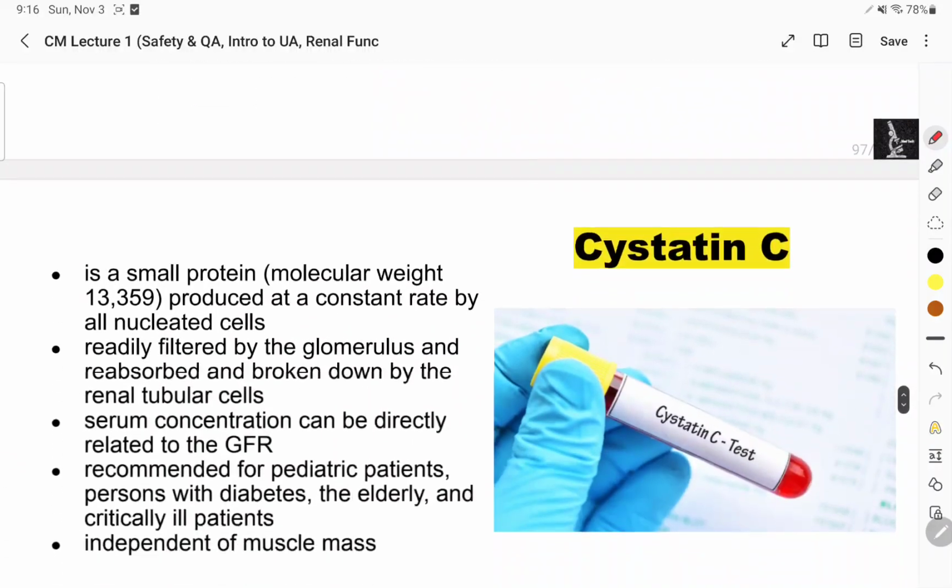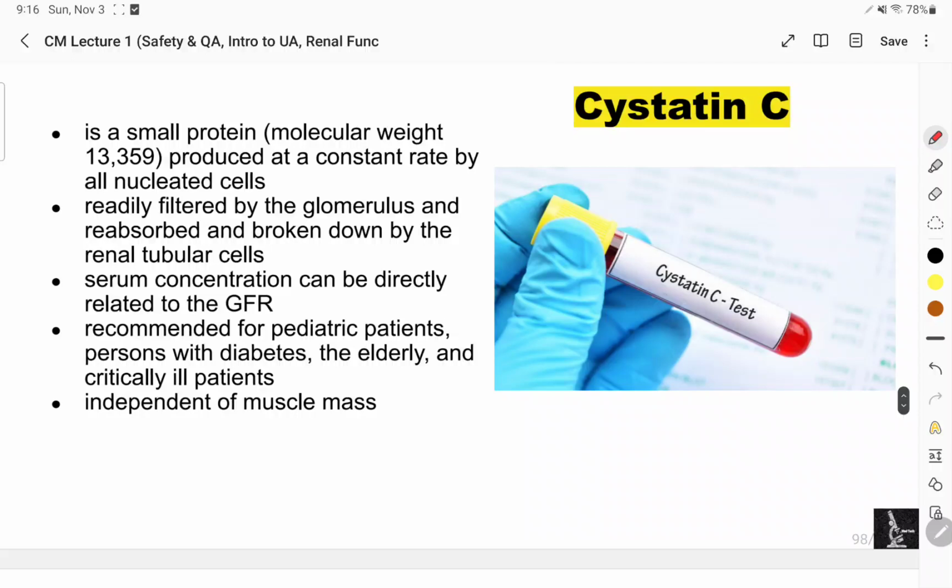Okay, next, cystatin C. This is one of the commonly used substances for clearance tests. This is a small protein having a molecular weight of 13,359, produced at a constant rate by all nucleated cells.